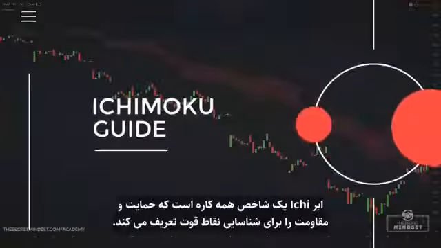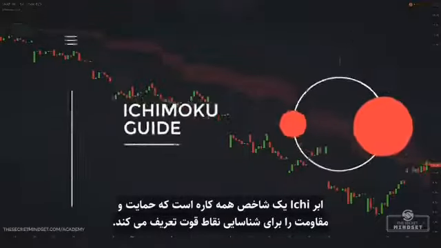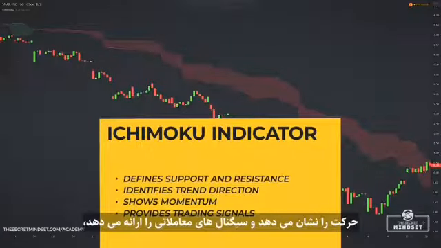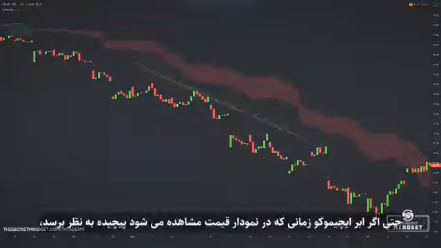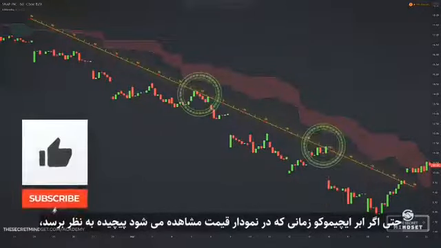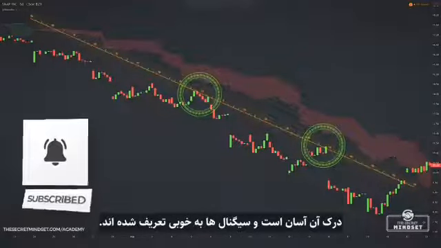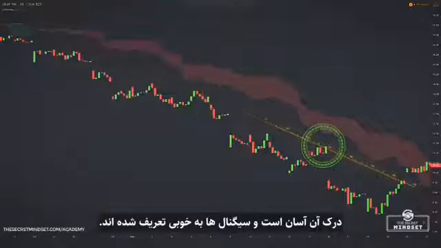Ichimoku cloud is a versatile indicator that defines support and resistance, identifies trend direction, shows momentum, and provides trading signals. Even though the Ichimoku cloud may seem complicated when viewed on a price chart, it is actually a rather straightforward indicator. The concepts are easy to understand, and the signals are well defined.